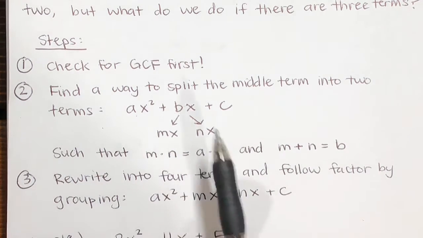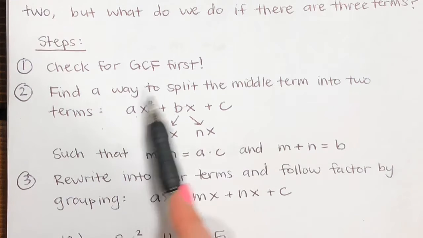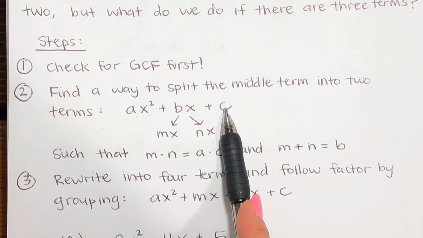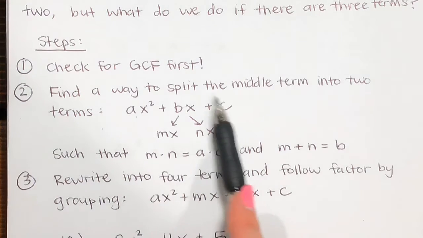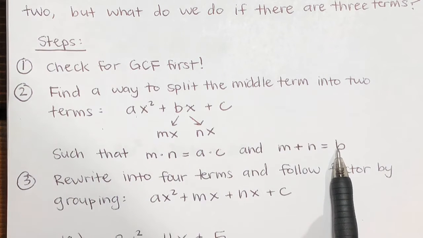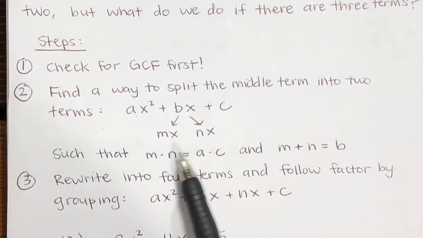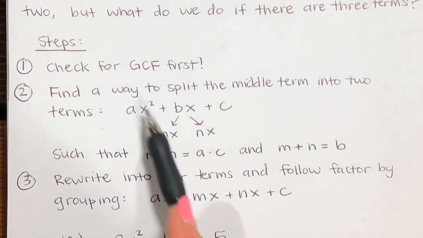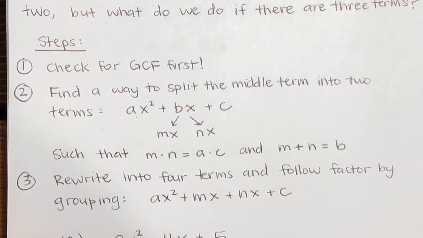What we're going to do is take the first number a and the last number c, and multiply them together. And we're going to see what 2 numbers multiply to be that number, but add to be the middle number b. So we're looking for 2 numbers, m and n, that when I multiply them equal a times c, but when I add m plus n, it equals that middle number. So right now that might seem kind of confusing, but when I show you how to do it, it makes a little bit more sense.